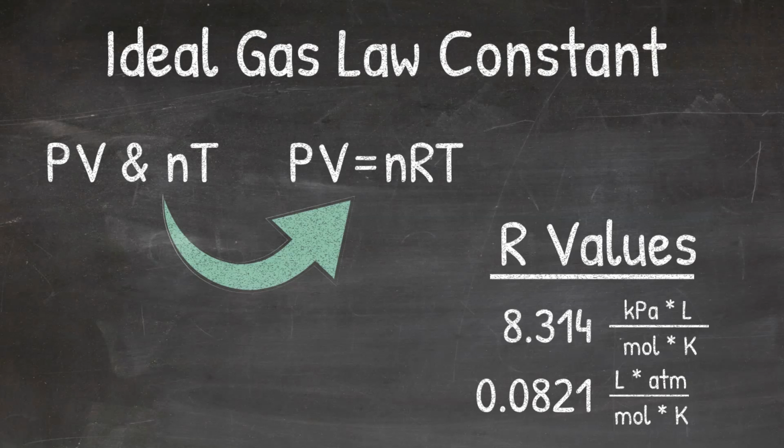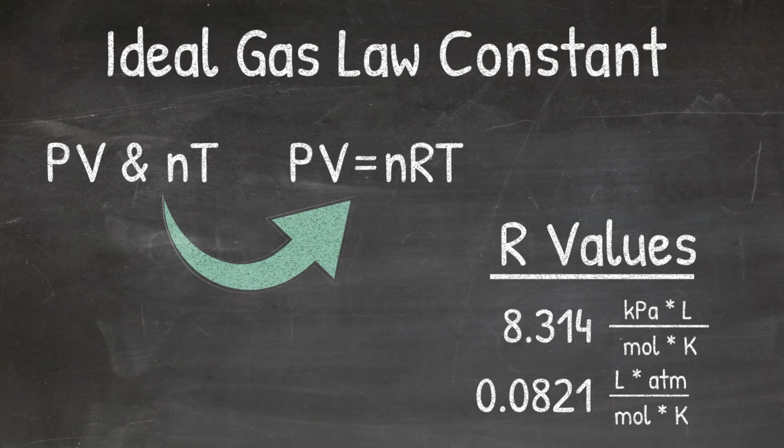For example, neither R value has temperature in Celsius, so all temperature values have to be converted to Kelvin. You can also see that the volume for both R values is in liters, so all volume values have to be converted to liters when using either one of these R values. So now that you know the ideal gas law formula, and you know what R value to use, let's look at some practice problems.